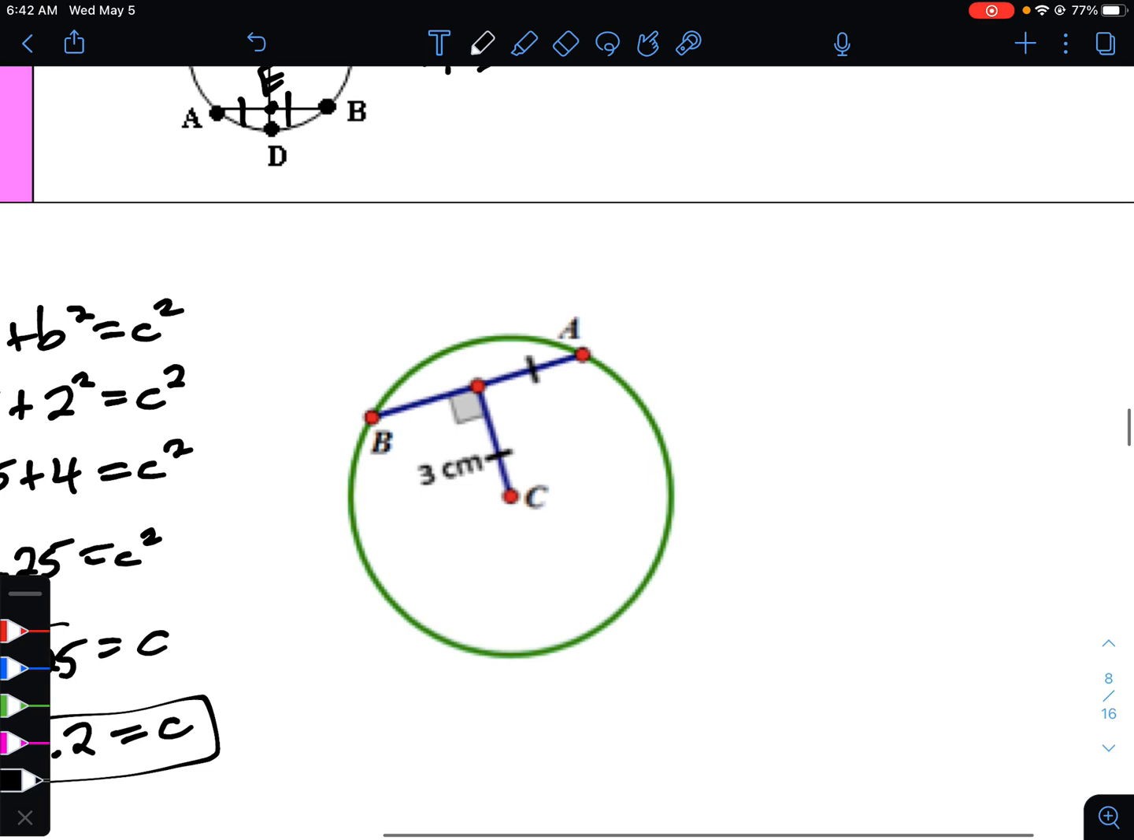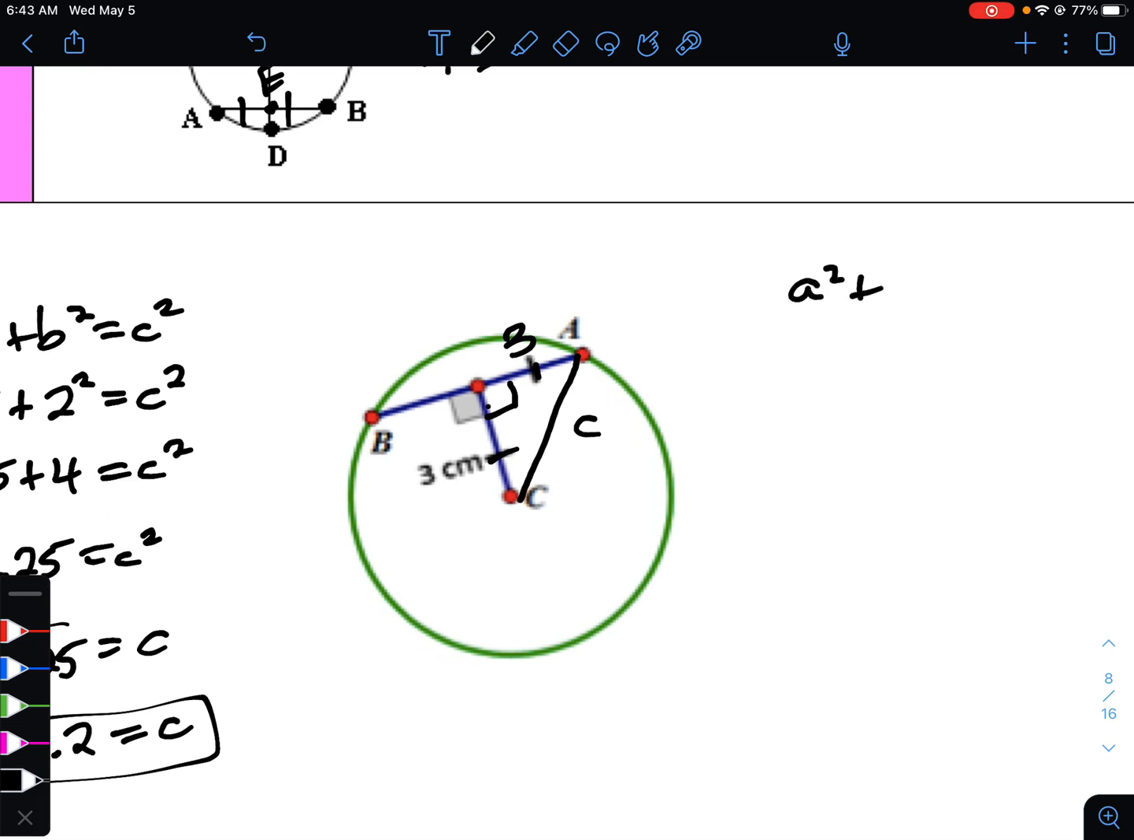Okay, so we're going to do pretty much the same thing on this next example. Once again, we're looking for this distance from A to C. We've got our right angle, and we know that 3 centimeters is our one side. In fact, we're told that it's congruent to this other side, so both of those would have to be 3, and once again, we're looking for C.